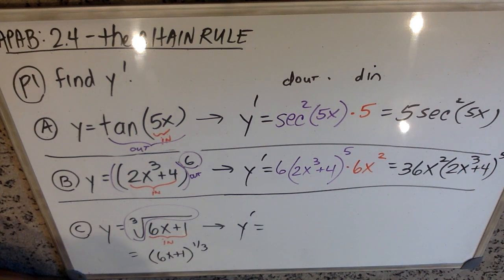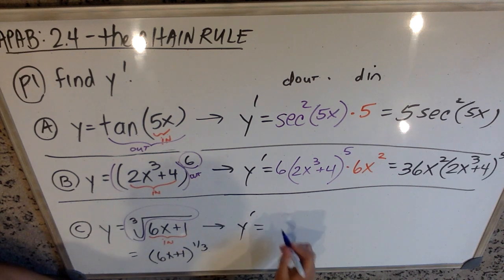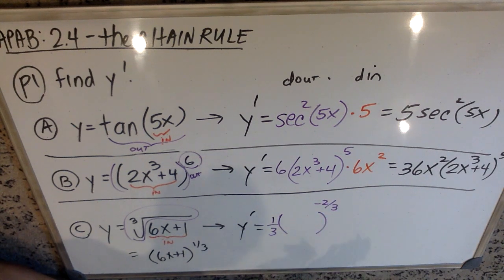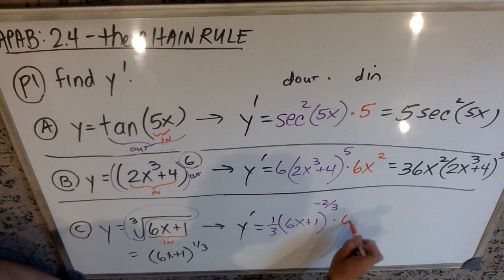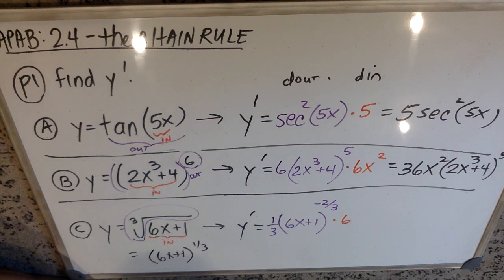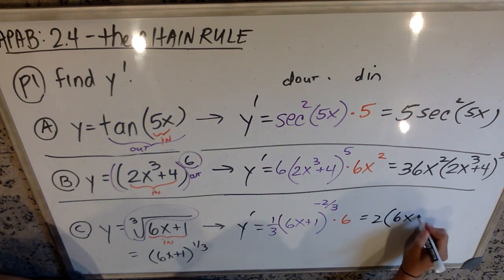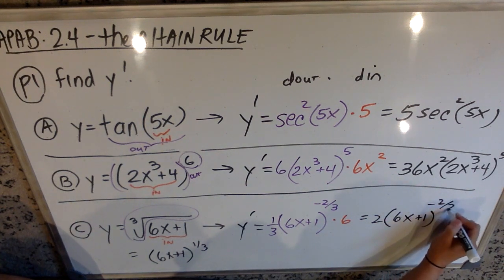Now for the last one, I'm going to drop this 1/3 down in front. It'll be the stuff to the negative 2/3, right, because it would be 1/3 minus 1, with this 6x plus 1 on the inside. And then I'm going to times that by the derivative of the 6x plus 1, which would just be a 6. So when I clean this up, I end up with a 2 in front of this 6x plus 1 to the negative 2/3, and that answer's okay.